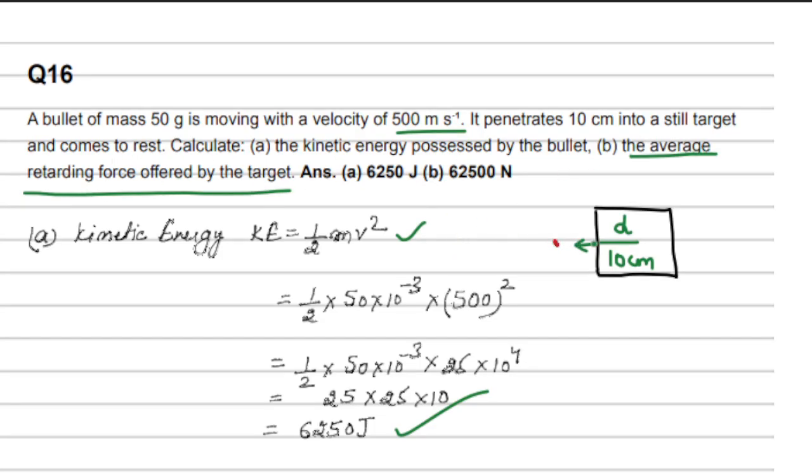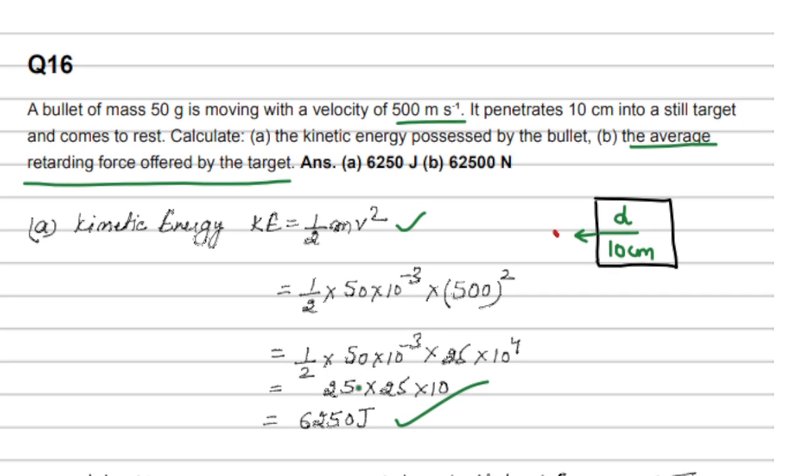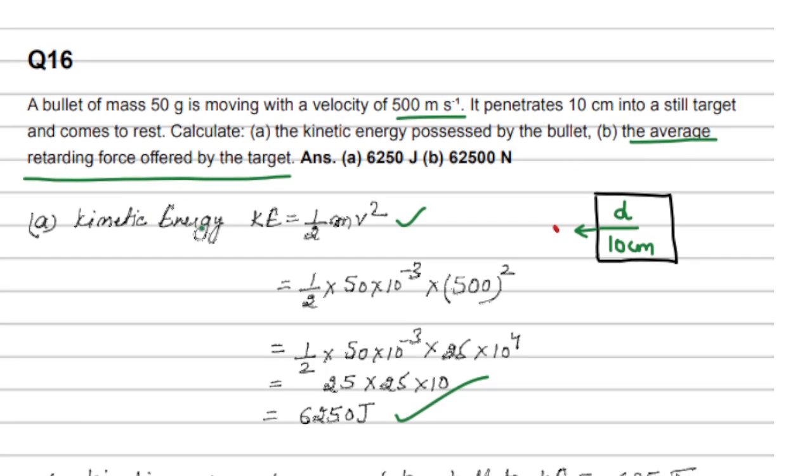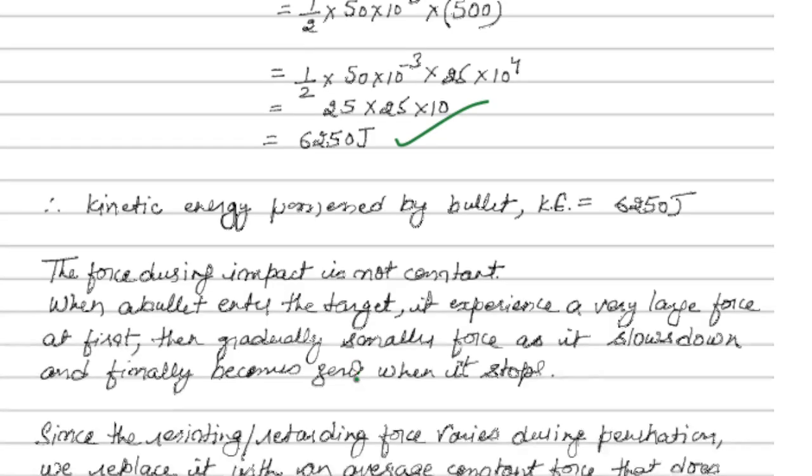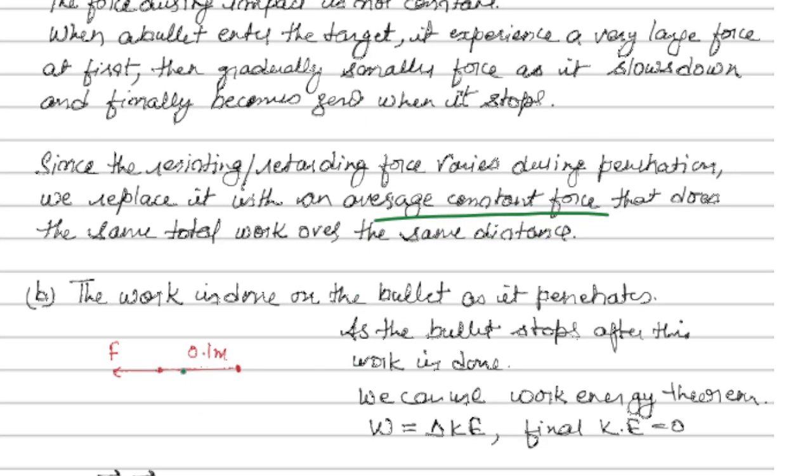When the bullet enters at the start, the force will be huge, but as it slows down, the speed will become lesser and lesser, and the force will also become lesser to oppose that. But this word average is used because they want us to just imagine a constant force during this displacement. So how can we do it? The displacement we know is 0.1 meter. We need to calculate the force which will be acting.